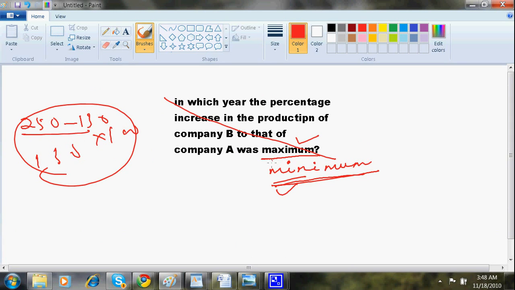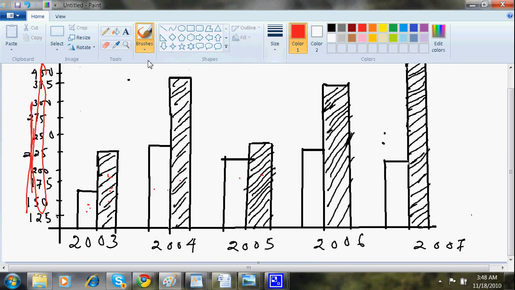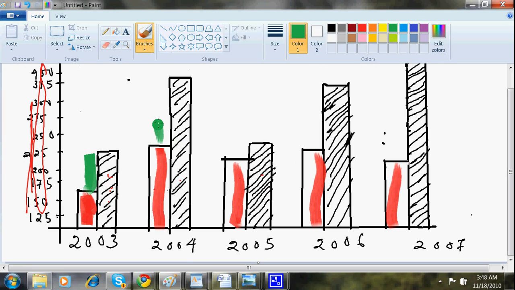So if I say between company A and company B, in which year the production was minimum. So here I go. This is the tree. These are the trees basically. Now I will ask the kid to come and tell me which is growing very slowly.